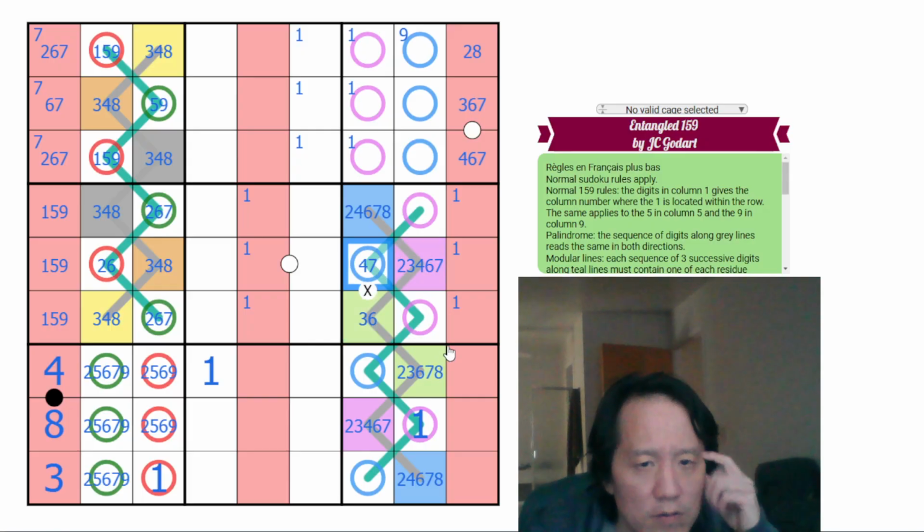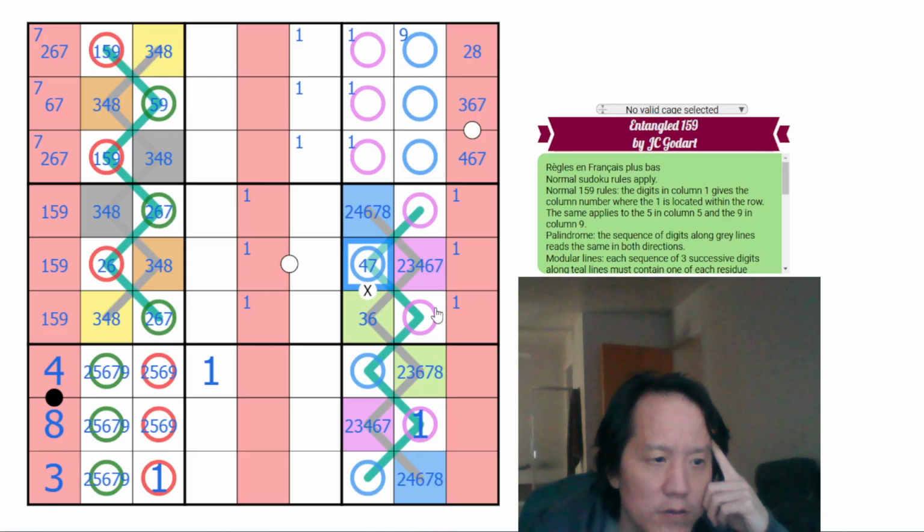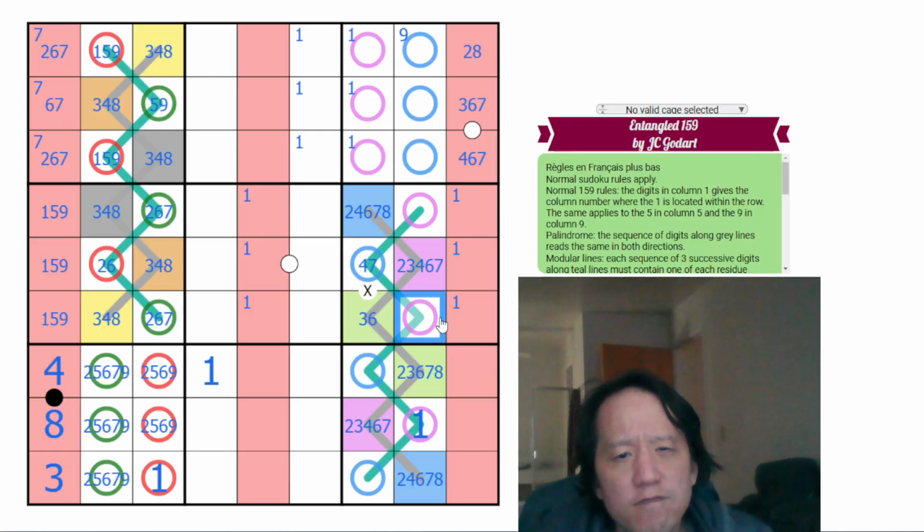Okay. So this is 3 or 6. Huh. Because this has to be 4 or 7. So we have 2, 3, 5, 6, 8, 9 here. 2, 3, 5, 6, 8, 9. And this is also 2, 3, 5, 6, 8, 9. 5, 6, 8, 9. This can't be 3.